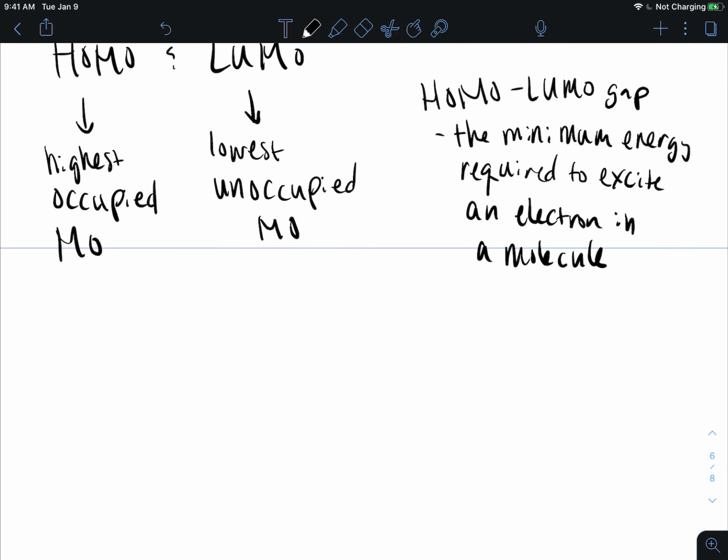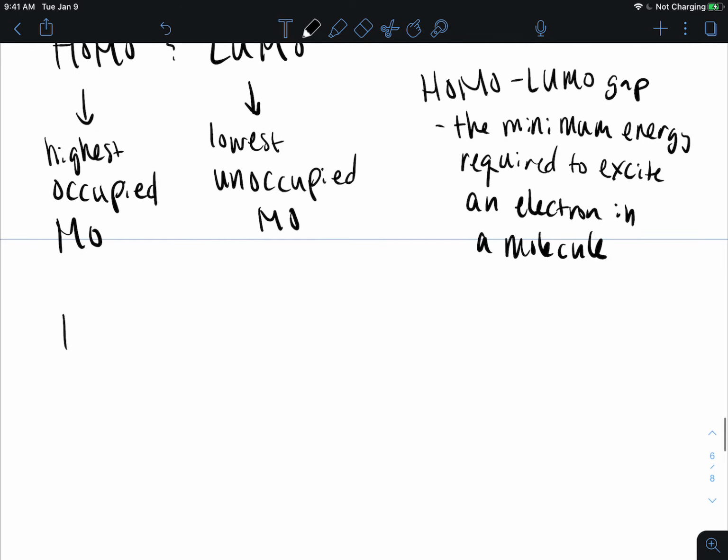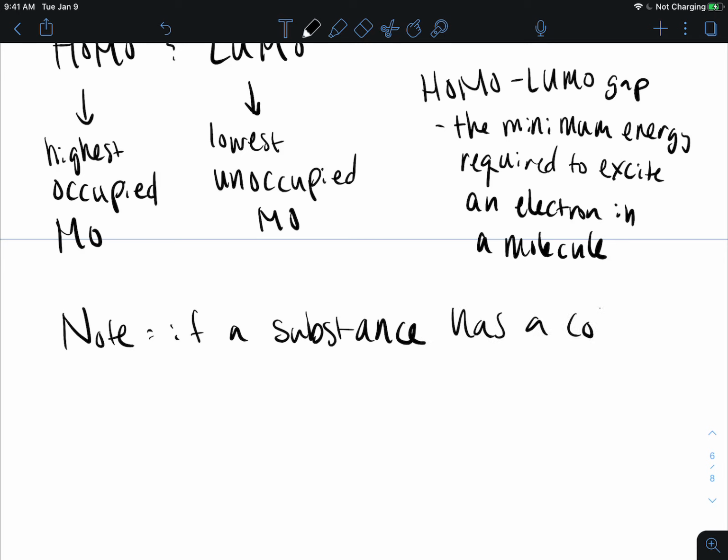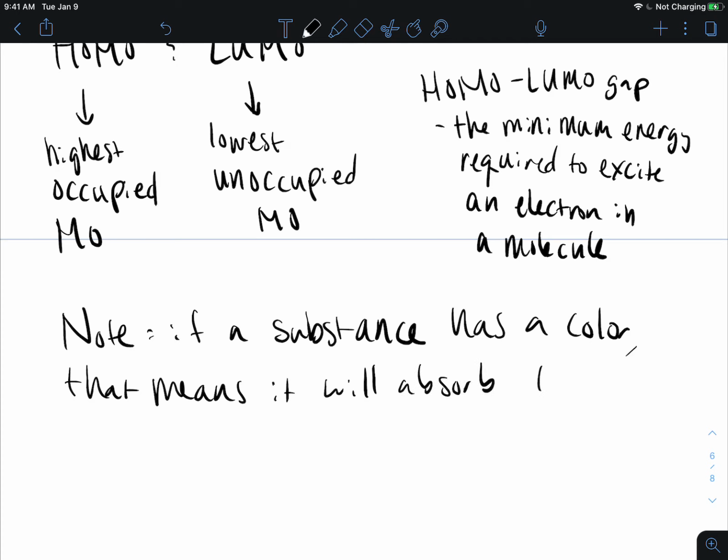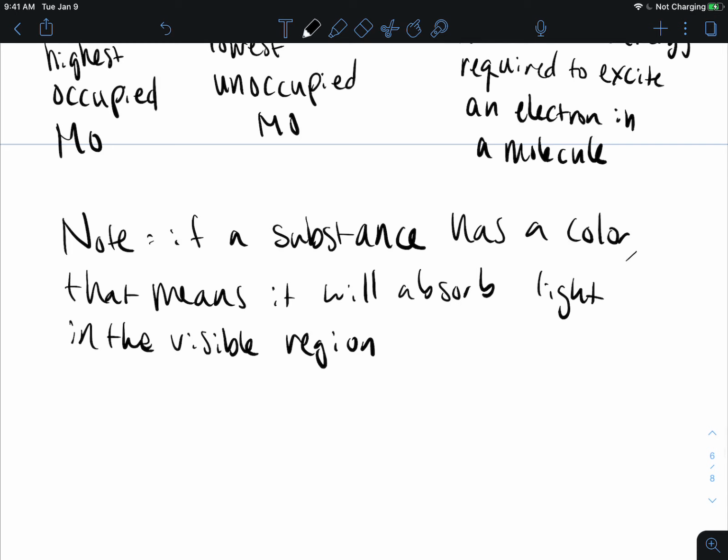So getting that information about the excited state using our molecular orbital diagram. If we see a substance and this substance is colored, that means it's going to absorb light in the visible region. So if a substance has a color, that means it will absorb light in the visible region. So that means that it has a HOMO-LUMO gap that's equivalent in energy to the visible region.